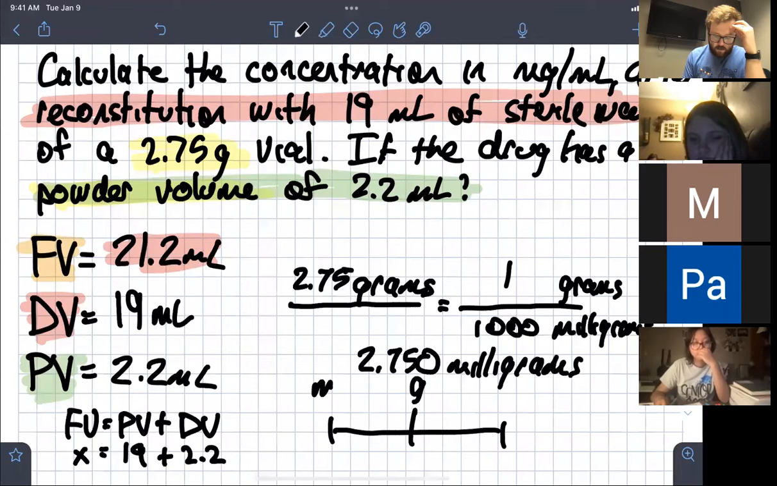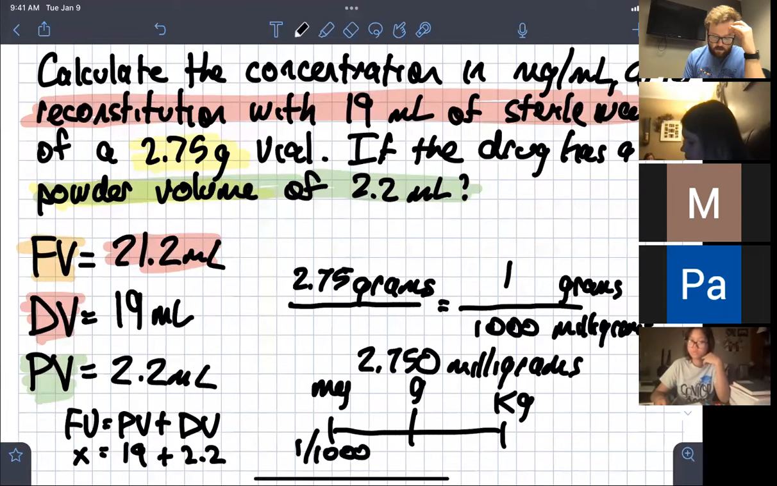Right here is milligram. This is kilogram. This is 1 over 1,000. This is 1,000. And then this is 1. So if you want to take 2.75 grams to milligrams, you'll just divide by 1,000. And that's how you get your answer.